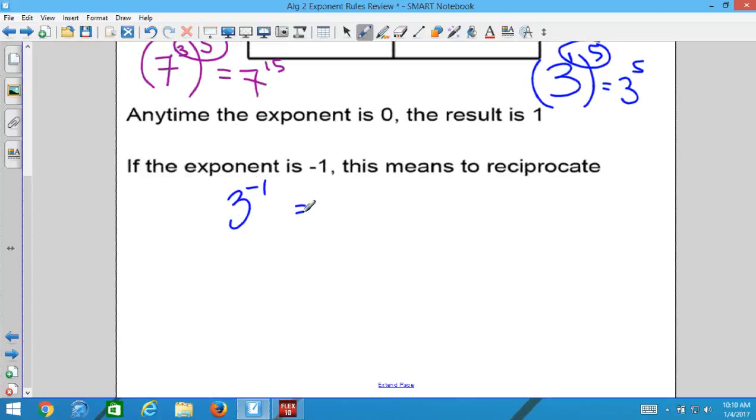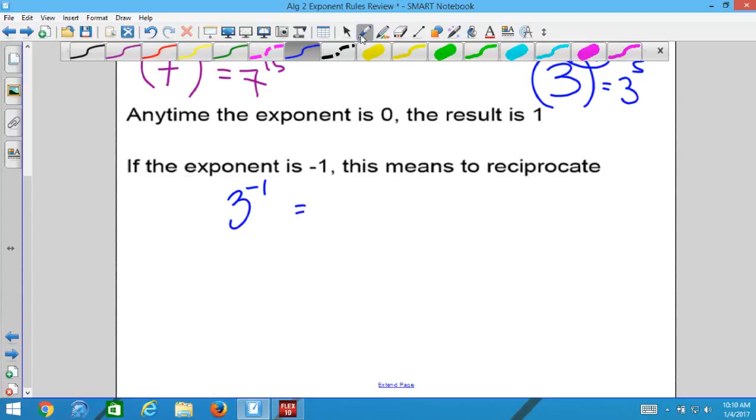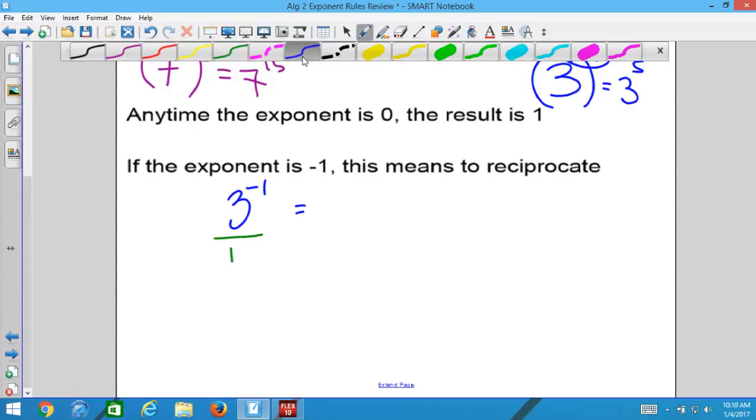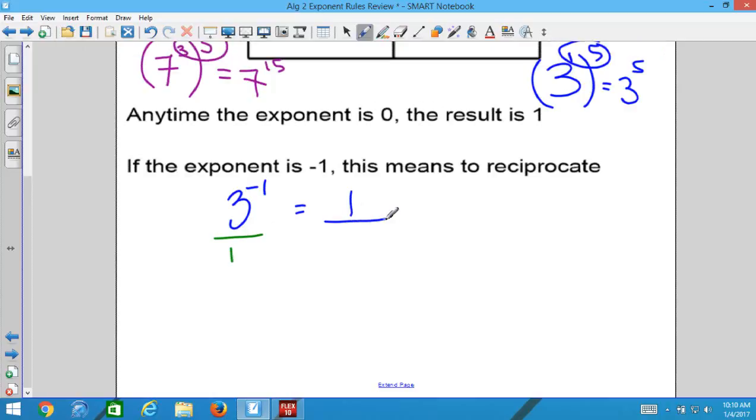If I have 3 to the negative 1, I cannot leave the negative exponent in the problem. It means you have to reciprocate it. Currently, this 3 to the negative 1 is sitting over what number? 1. So if I reciprocate the 3, it goes down to the bottom. If I have something like x to the negative 1, that would be 1 over x.